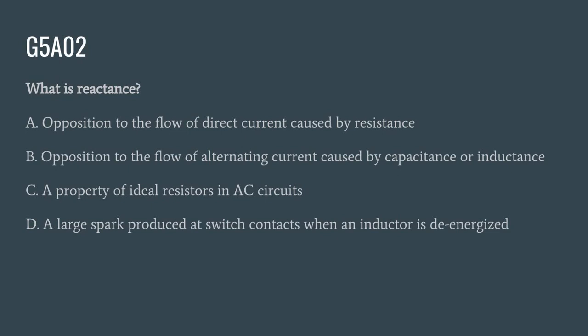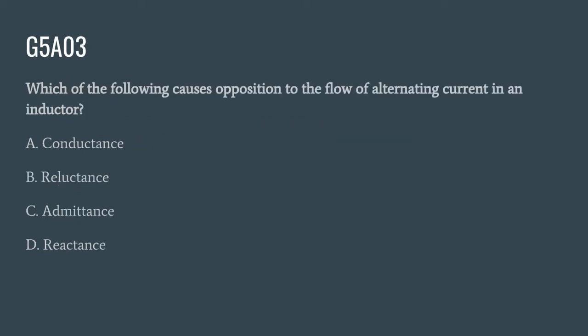G5A02, what is reactance? A, opposition to the flow of direct current caused by resistance. B, opposition to the flow of alternating current caused by capacitance or inductance. C, a property of ideal resistors in AC circuits. Or D, a large spark produced at switch contacts when an inductor is de-energized. Correct answer here is B. Opposition to the flow of alternating current caused by capacitance or inductance.